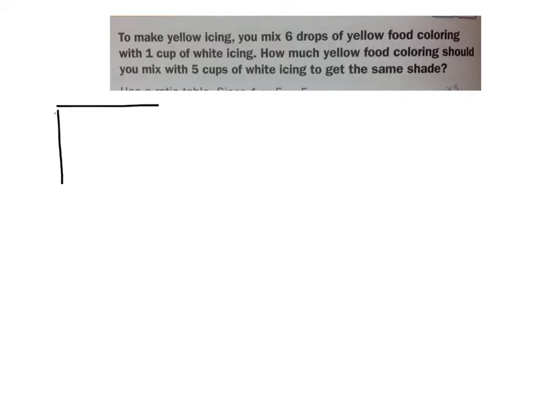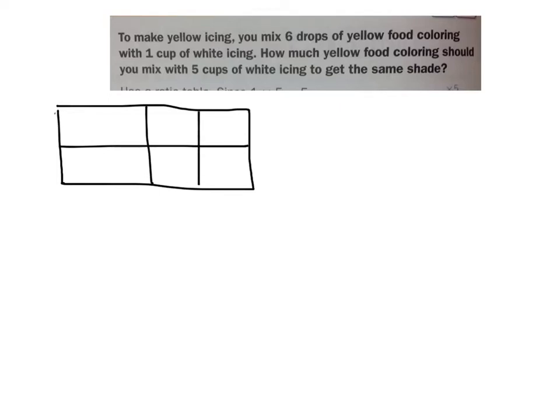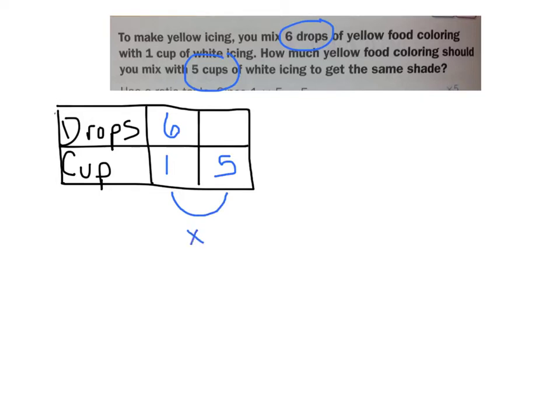I can start by drawing myself a table that will help me figure out how many drops compared to how many cups of icing I have. The problem again states that for every 6 drops of yellow food coloring, I'm going to have 1 cup of white icing. And the question asks, if I have 5 cups of icing, how many drops of food coloring will I have? Well, if you want to think of it in terms of how do I get mathematically from 1 to 5, I multiply by 5.